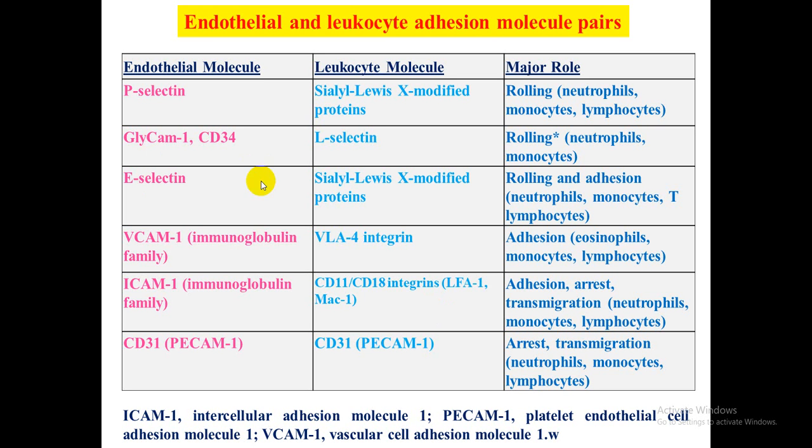As we explained, this table is only for your information: endothelial and leukocyte adhesion molecules, which mediate the interaction and adhesion of leukocytes through transmigration or extravasation into interstitial tissue. For example, P-selectin expressed on endothelial cells binds sialyl Lewis X modified protein, and this helps in rolling of neutrophils, monocytes and lymphocytes. Also L-selectin combines with sialyl Lewis X modified protein and helps in rolling and adhesion of neutrophils, monocytes and T lymphocytes.